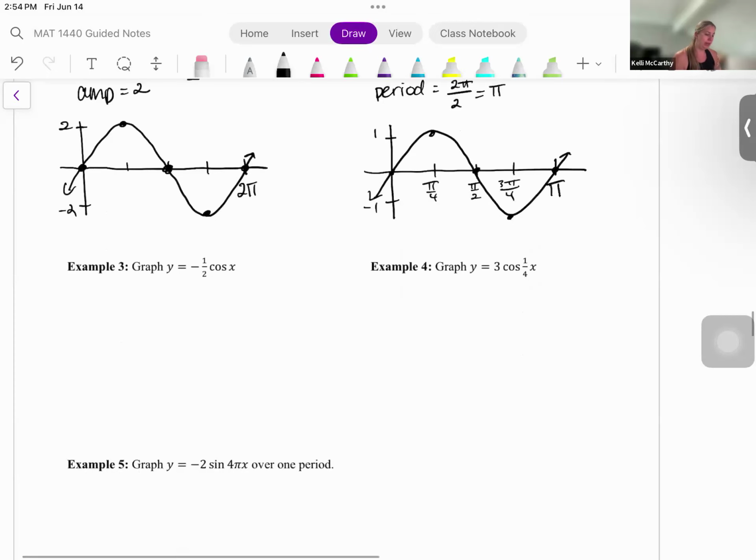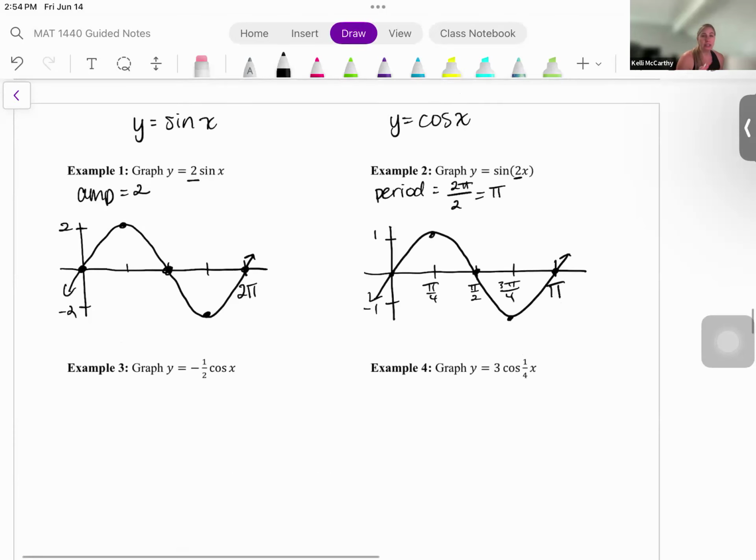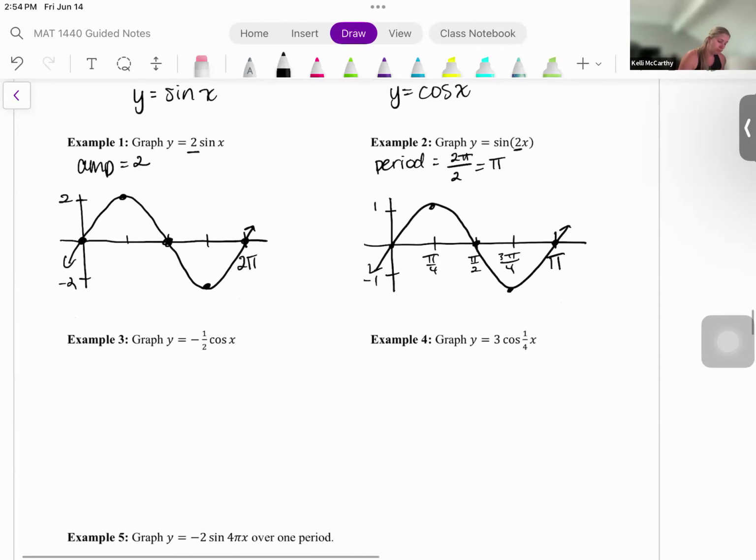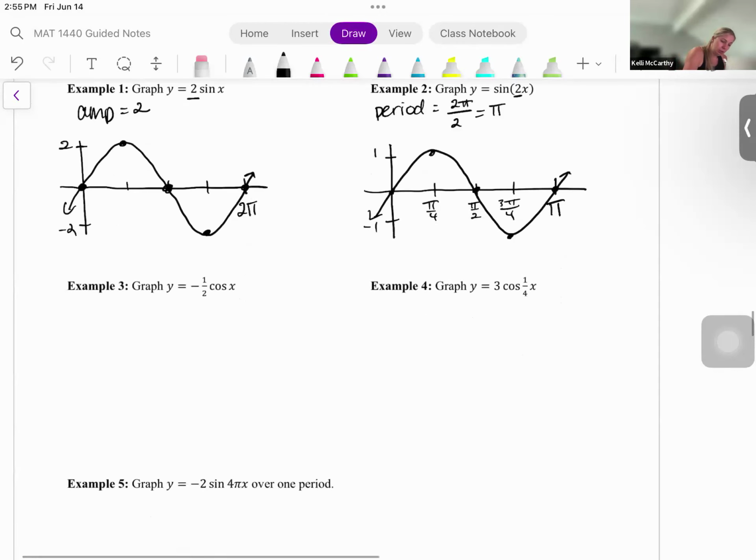Y equals -1/2 cosine x. Again, thinking about our parent function, the only thing that we've really adjusted is that coefficient out front. So the 1/2, I'm going to start with that. That's going to identify our amplitude. So we know our amplitude is 1/2.